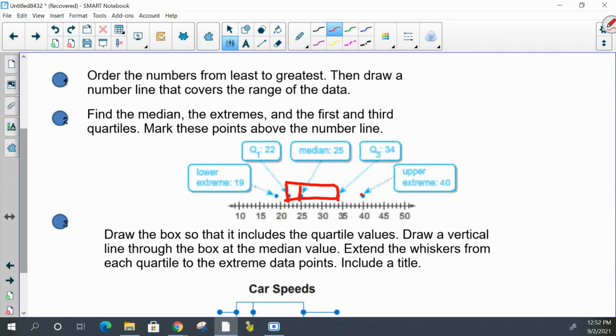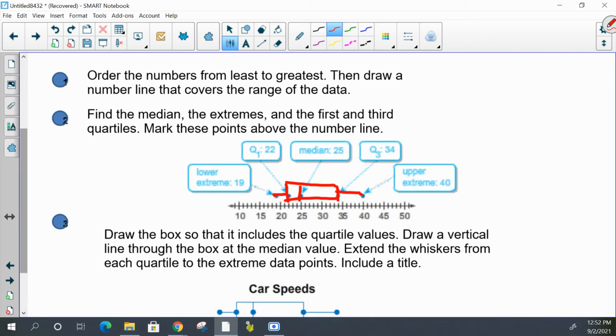We have our biggest number and our smallest number on the outside. You're just going to draw a line from the middle of the box out to that dot, and from the middle of the box out to that dot. They look like little whiskers. That's it.